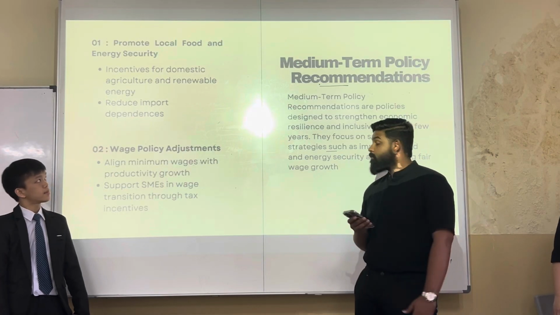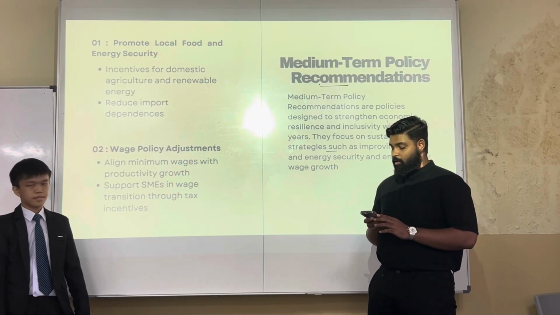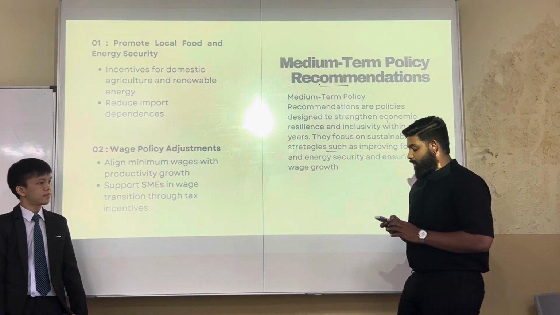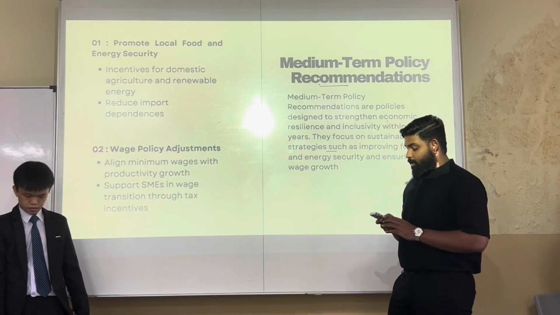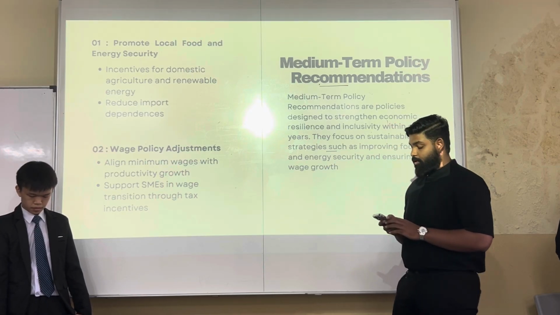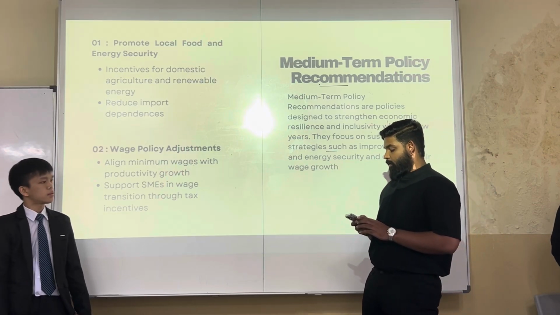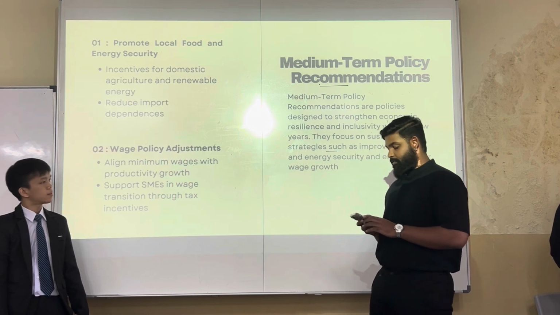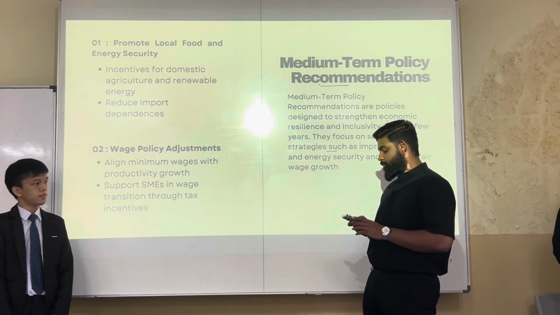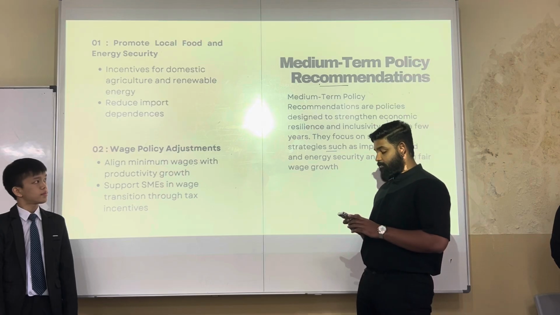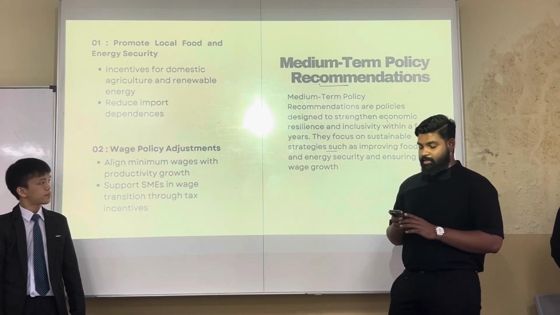Next slide. The next slide will be talking about the medium-term policy recommendations. The first focus is to protect local food and energy security through incentives for domestic agriculture and renewable energy, reducing dependency on imports. On the second one, wage policy adjustments are needed. Minimum wages should align with productivity growth, and SMEs should be supported through tax incentives to manage the wage transition effectively. Together, these strategies foster wage growth and long-term self-sufficiency.